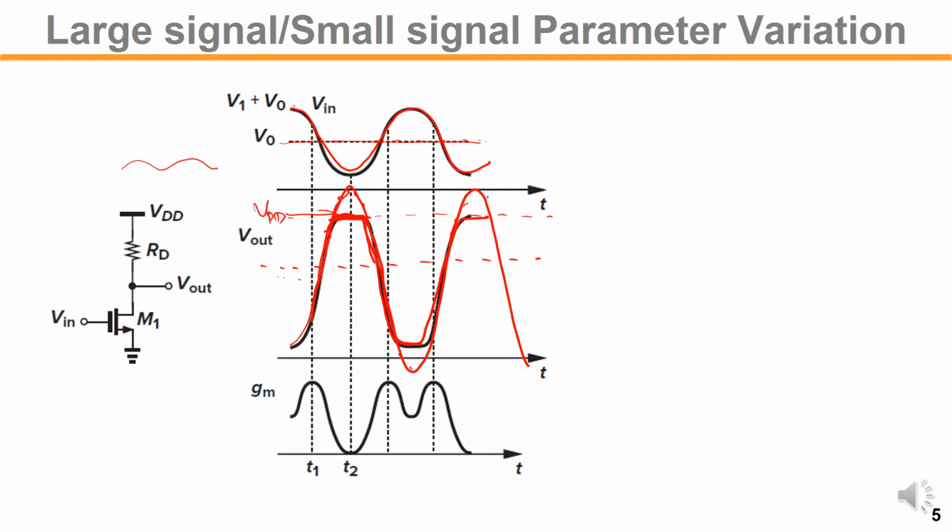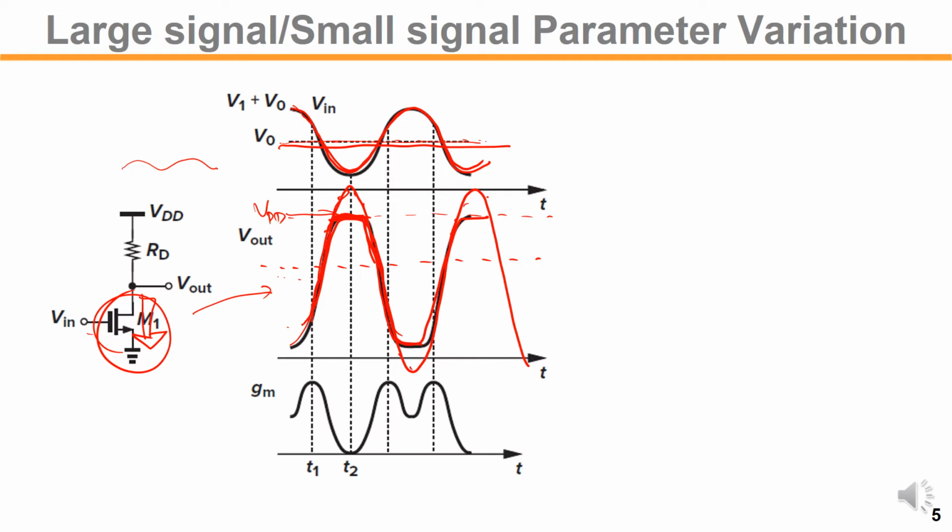Consider such a large signal behavior: the input is moving around a certain bias level, and VGS is moving around, so your transistor operating point will move around. In that case, you will have a different current level. By changing the current level, you change the voltage at the output.